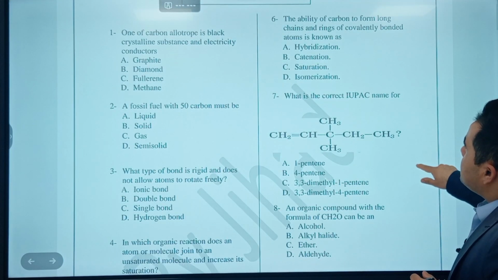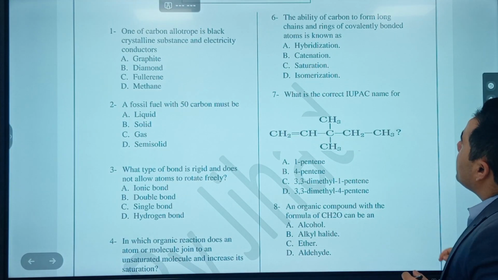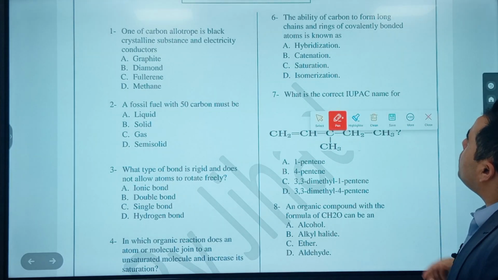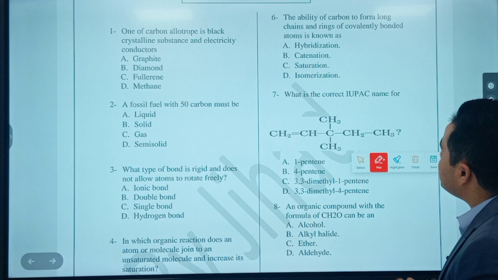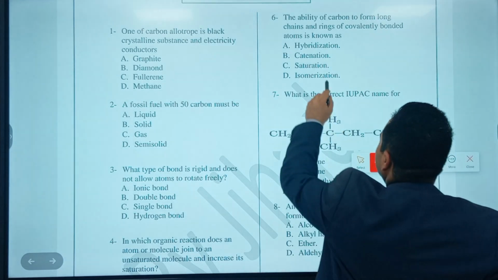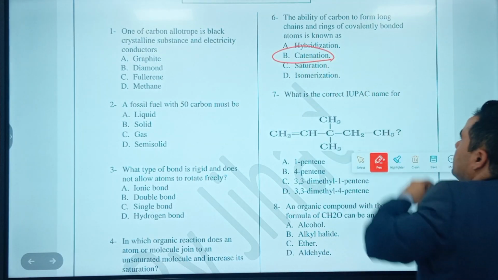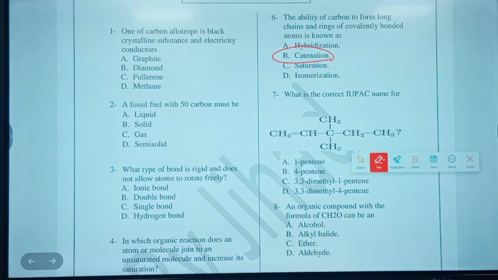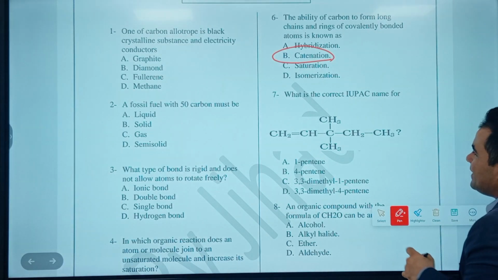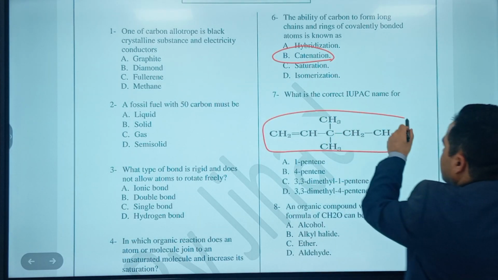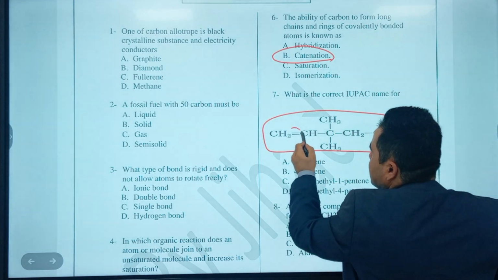Question number 6, guys, says the ability of carbon to form long chains and rings of covalently bonded atoms is known as catenation. Catenation is the ability of carbon to form long chains, in the form of rings and chains as well.